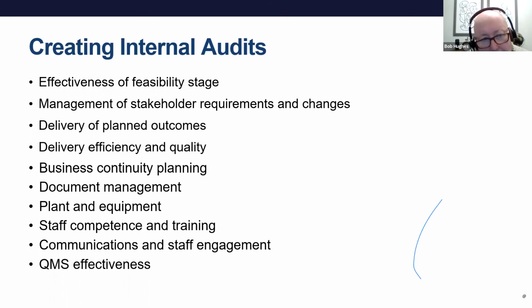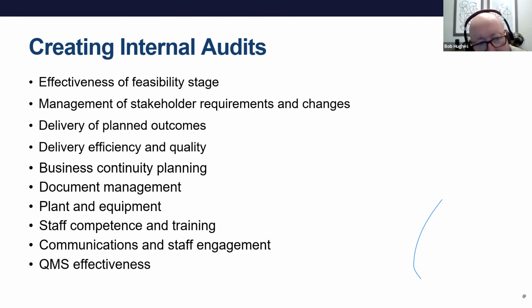Have we got a feasibility checklist? Are we managing our stakeholders effectively? Are we delivering our planned arrangements to the processes? Are we effectively and efficiently delivering quality? Have we got disaster plans in place?